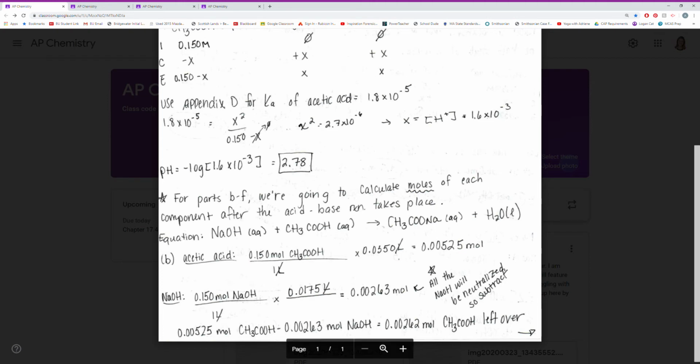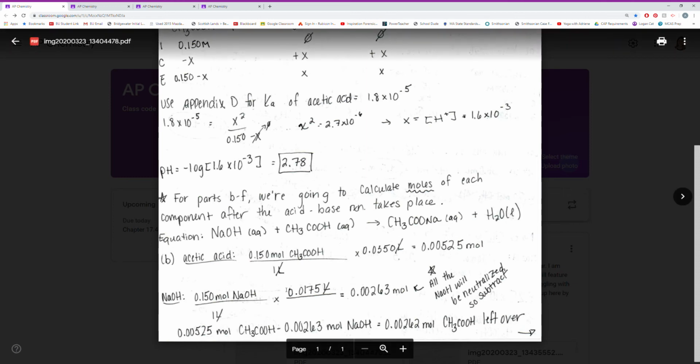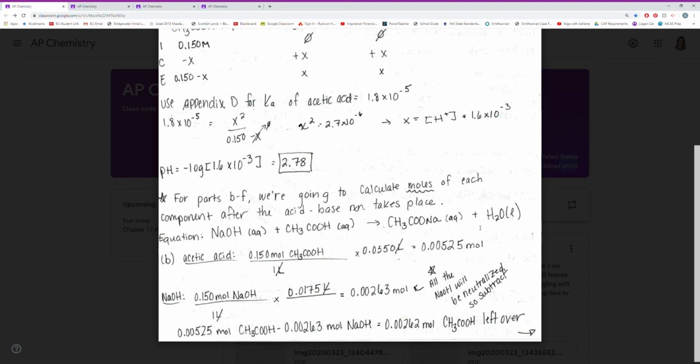Okay, so we need to basically figure out how many moles of acetic acid we have and how many moles of sodium hydroxide we're adding to that acetic acid. And so to do that, I took the molarity of acetic acid and I multiplied it by, we have 35 milliliters to start with, so 0.0350 liters of the acetic acid. Liters cancel, and I'm left with 0.00525 moles of the acetic acid.